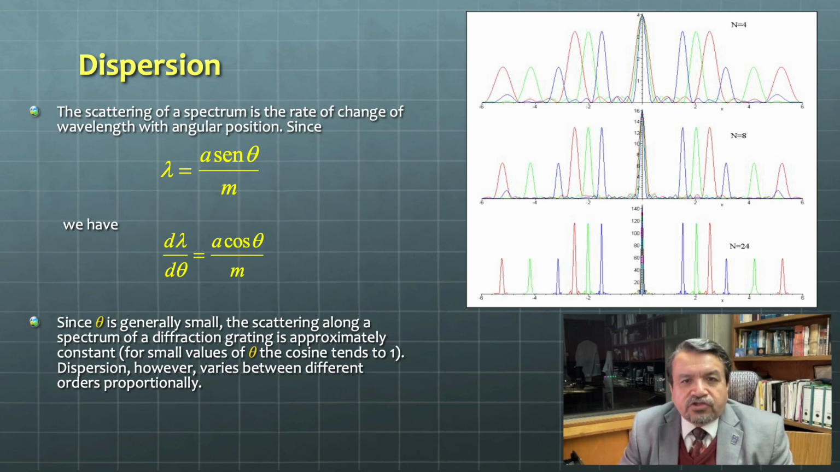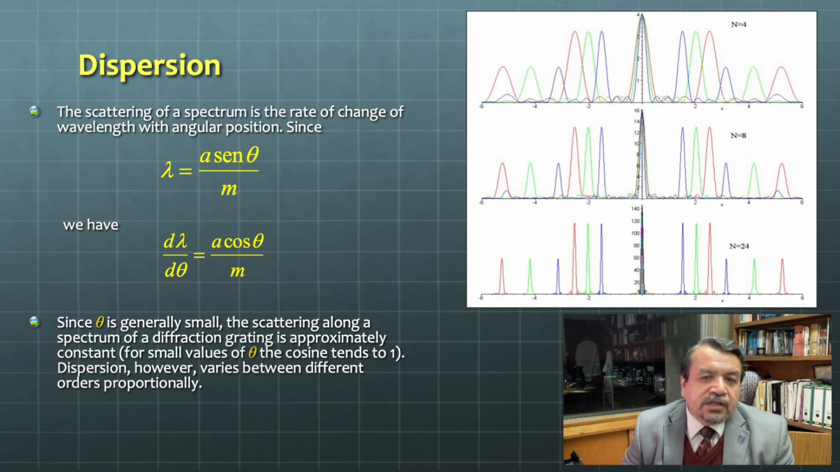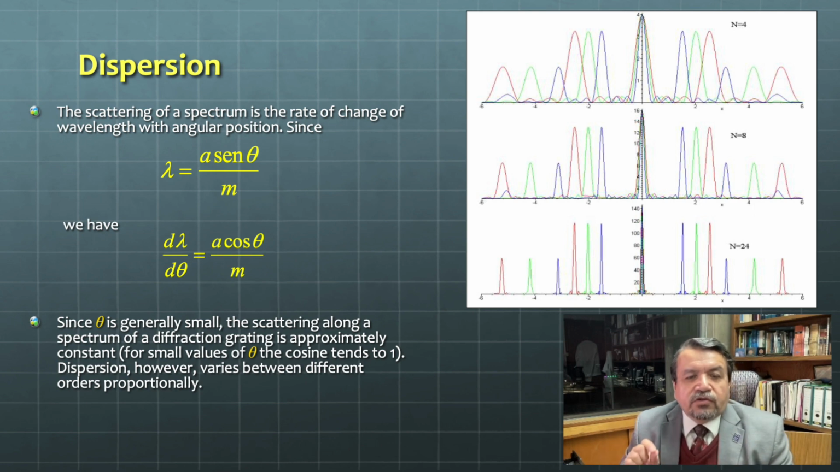Dispersion is the rate of change of wavelength with angular position. The function we have here is the derivative of lambda with respect to theta, representing the rate of change of wavelength with respect to angular position. Due to the small size of theta, the dispersion along the spectrum of a diffraction grating is approximately constant, as theta is generally negligible. For small values of theta, the cosine tends to 1.